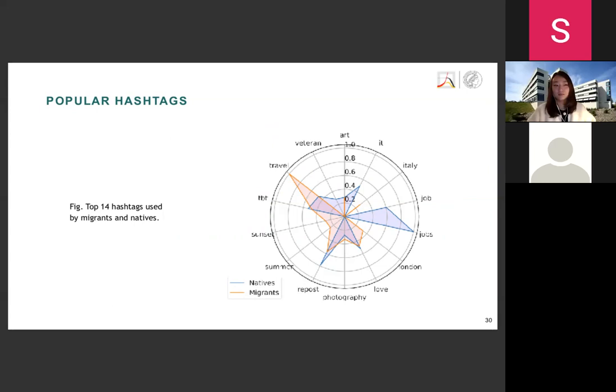So I was saying that, interestingly, the difference between the migrants and natives that we were observing in the tweets was also reflected in the hashtags that they were using. The migrants were using mostly hashtags such as summer, travel, country, TBT, which means Throwback Thursday, hence hashtags more related to a vacation kind of mood, whereas natives were using hashtags such as jobs, art, love, veteran, terms that are more down to earth.